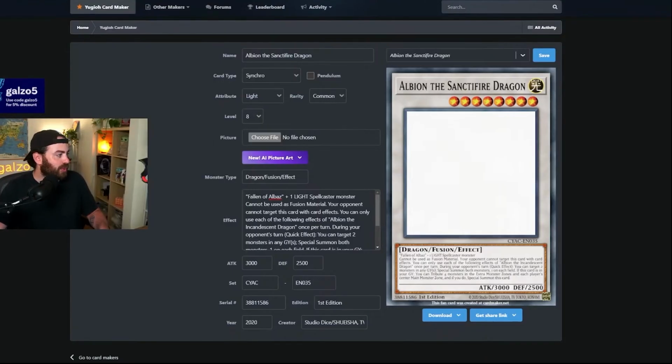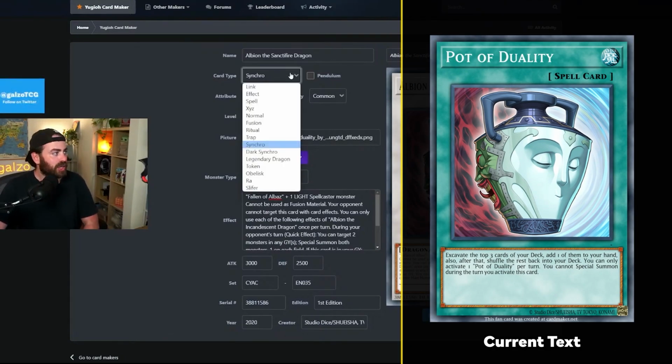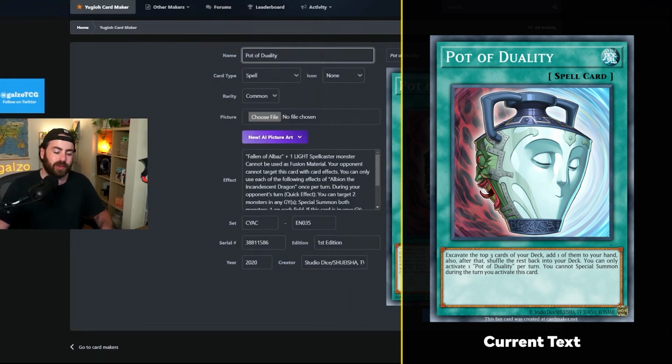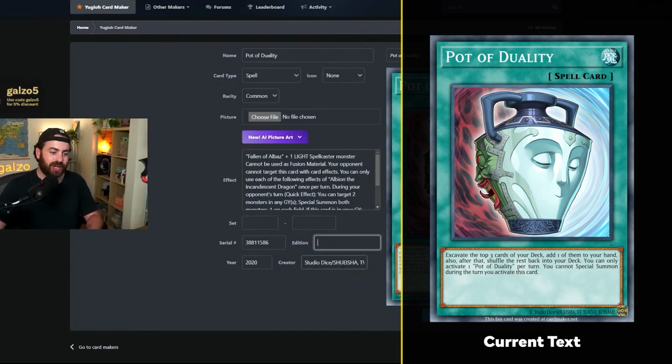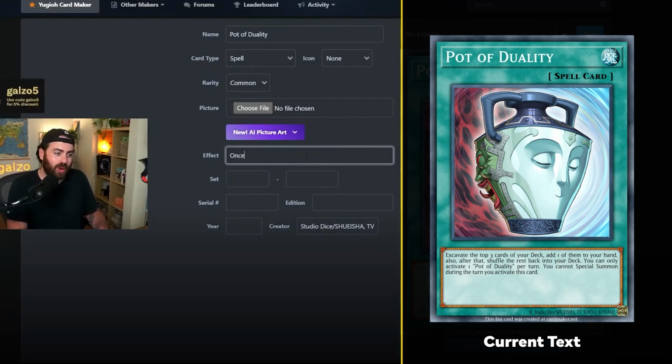We're going to try and start with an easy one here, and that's going to be Pot of Duality. This is going to be our first exercise. We're not changing symbols, we're not changing anything like that. Nothing is going to change here. What does Pot of Duality actually do, right? Pot of Duality is hard once per turn. So we're going to write once.